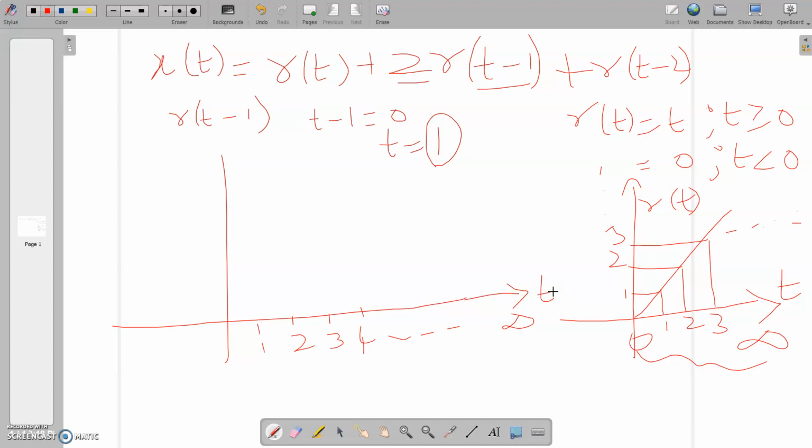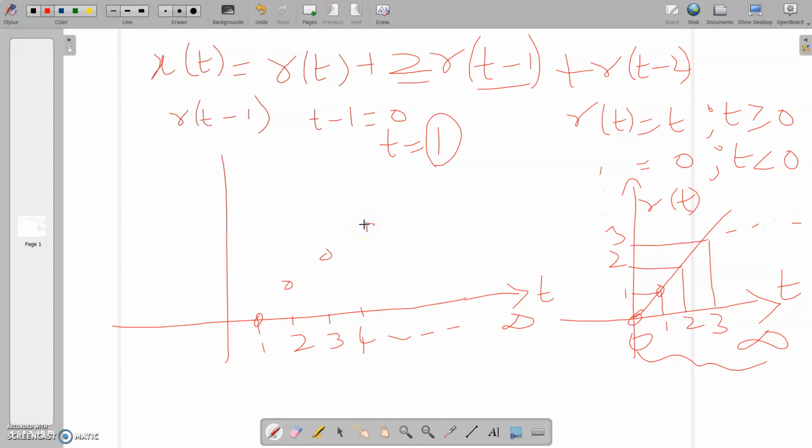Whatever I have at 0 will now be shifted to 1. What is the amplitude at 0? My amplitude at 0 is 0 for the original signal R of t. Now it will be shifted to the location t equal to 1. And what is the amplitude at t equal to 1? The amplitude is 1. Now it will be shifted to t equal to 2. What is the amplitude at 2? It is 2. Now it will be shifted to t equal to 3. Similarly, the amplitude at 3 will be shifted to t equal to 4.